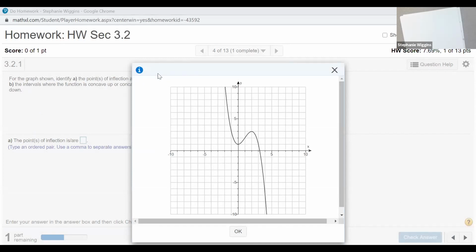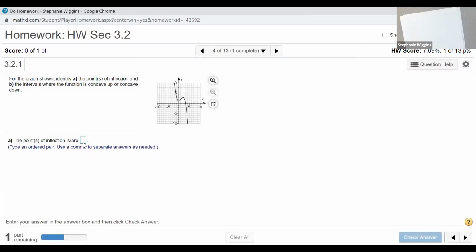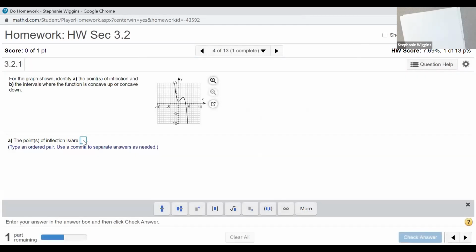We're looking at, first we want to find the points of inflection. Well, if we go here, you can see the curve. Let me just follow the curve. It is concave up. And then right at this point here, it changes to concave down. So this point is the point of inflection. And the coordinates of that point, as you can see, are 1, 2. So I'm going to type in here 1, 2.